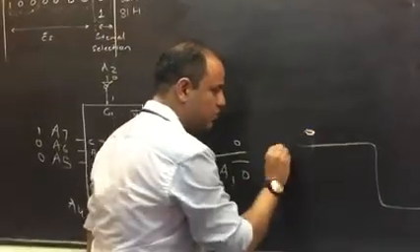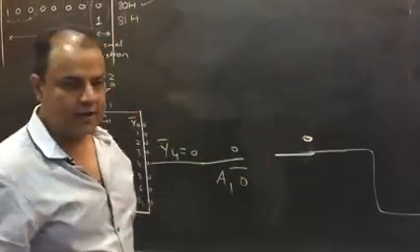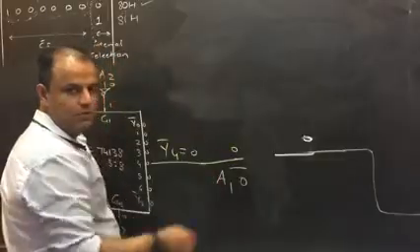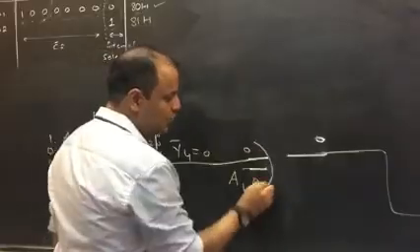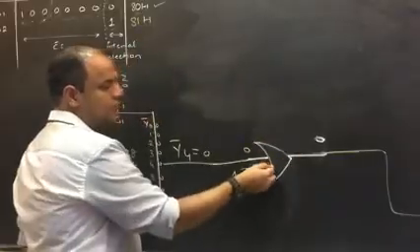Now let's figure out what logic we need. When do I need a 0? When any one of them is 0 or both of them are 0? Both of them. Only when both of them are 0, the answer should be 0. So the gate to use is the OR gate.